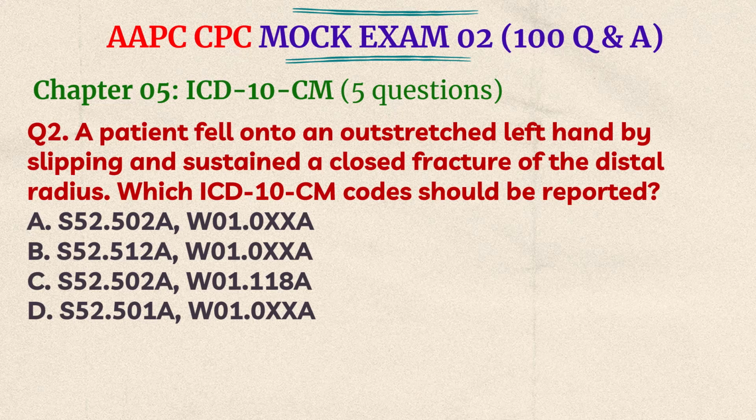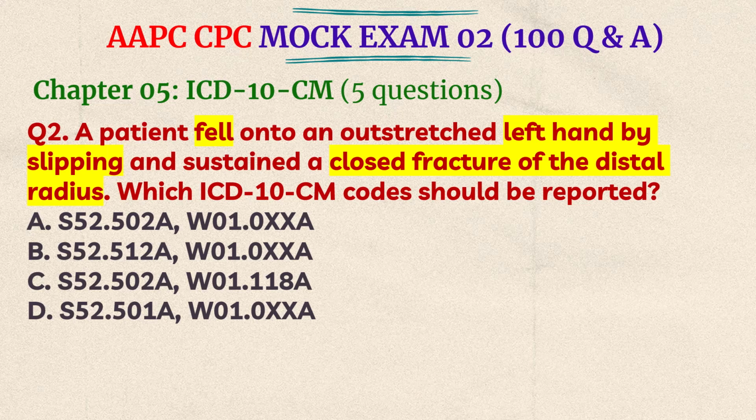Question number 2. A patient fell onto an outstretched left hand by slipping and sustained a closed fracture of the distal radius. Which ICD-10-CM code should be reported? There are 4 answers available. Take your ICD-10-CM code book and find the answer. In this question, you have to highlight that the patient fell on the left hand by slipping, and the fracture is a closed fracture of the distal radius.